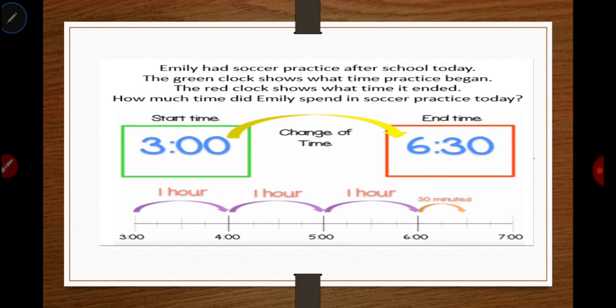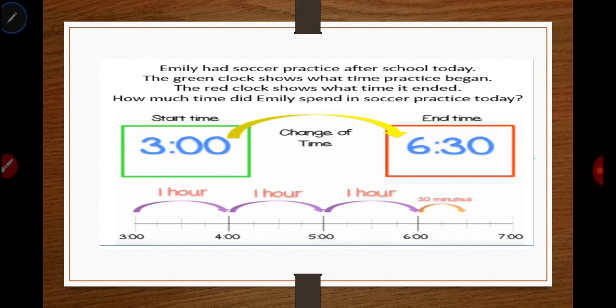Okay, we have here another example for the number line. Emily had soccer practice after school today. The green clock shows what time practice began. The red clock shows what time it ended. How much time did Emily spend in soccer practice today? So we have the start time in the green clock, 3 o'clock, and the end time is at 6:30. From 3 to 6:30 is what we call the change of time or the elapsed time.